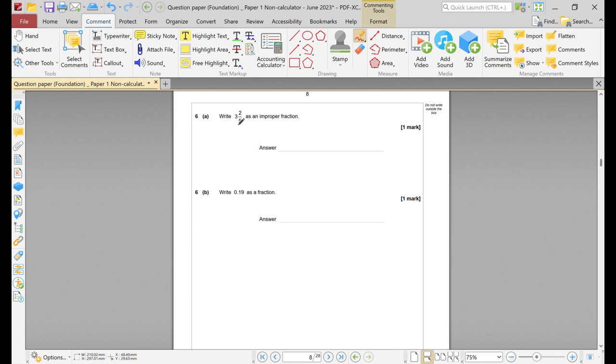Right, write 3 out of 5 as an improper fraction. So 3 out of 5, or what is 3 in terms of fifths? So you times the top by 5, times the bottom by 5, you've got 15 out of 5. Yeah, because 15 divided by 5 is 3. And plus 2 out of 5. That is 17 out of 5.